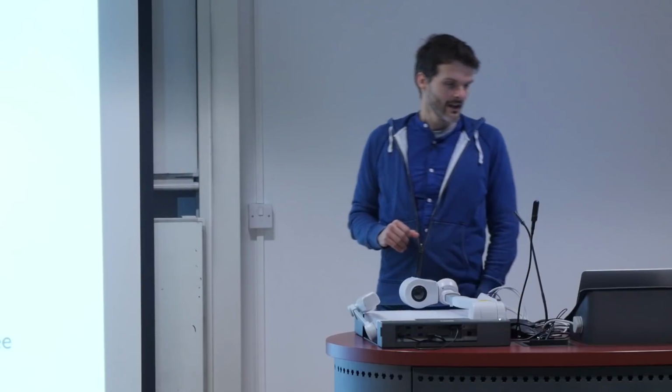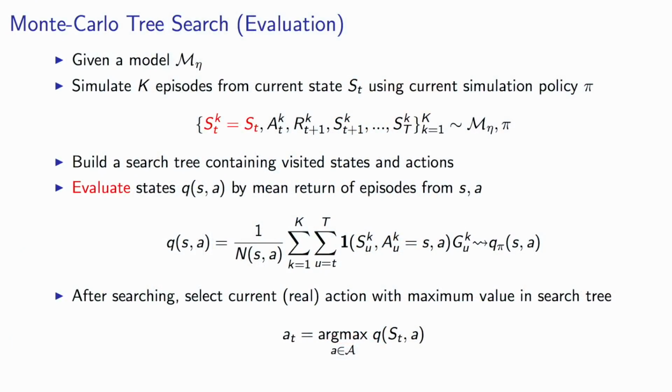Okay. And now this sets us up to talk about something a little bit more sophisticated, which is Monte Carlo tree search. It's a fairly similar thing to what we had before. We have a model, and this could be the true model, or it could be an approximate model. And we're going to simulate a number of episodes from the starting state. But now we're also going to explicitly build a tree containing visited states and actions. We're not going to build the full tree of all states and actions. I'll be a little bit more concrete about this in a moment.